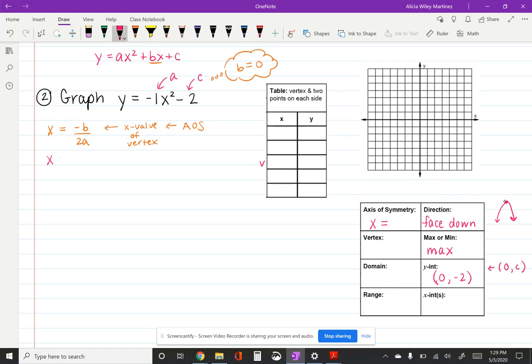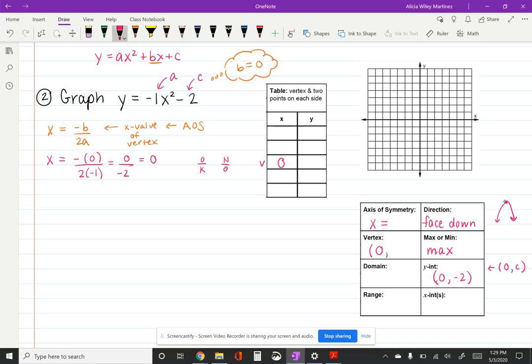I have x equals -b, well, my b is 0, over 2 times -1. Well, that just gives you 0 divided by -2. Remember that it is okay to have 0 in the numerator. It is not okay to divide by 0. So the answer to this is going to be 0. So that means that the x value of my vertex is going to be 0.